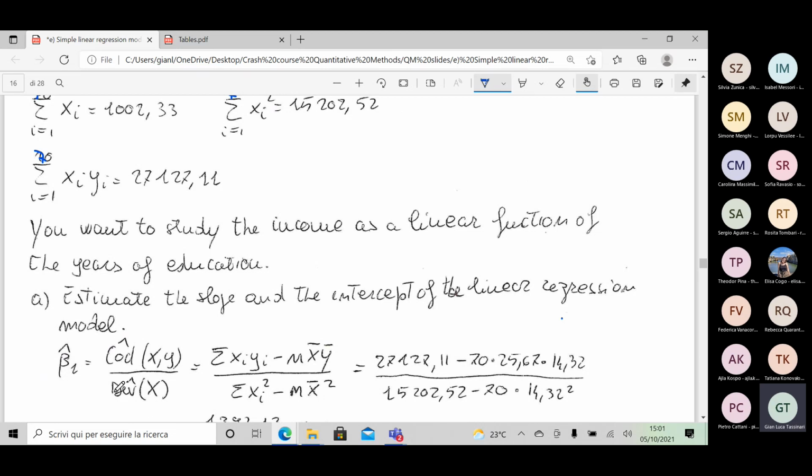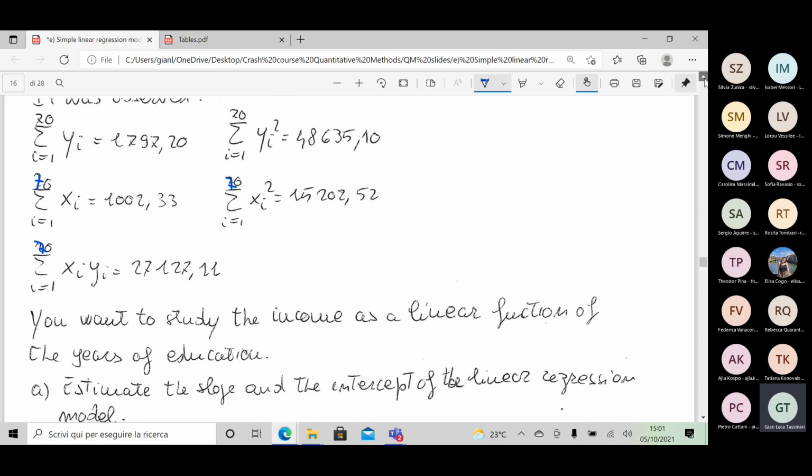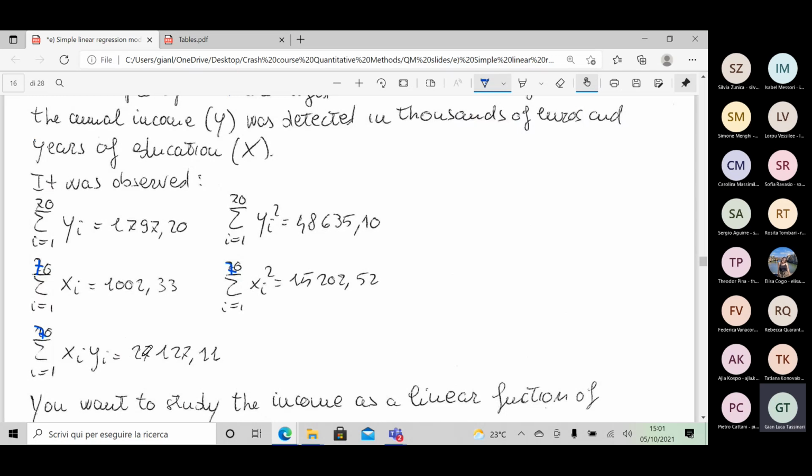And remember the codeviance, we have two alternative formulas of the codeviance, and depending on the data we have, we are forced to use a particular formula. Since we have the sum of the cross product, we know that the codeviance can be computed as the sum of the cross product minus the dimension of the sample times y bar times x bar. So we need to compute also y bar and x bar, the sample mean of the average income in the sample and the average year of education again in the sample.